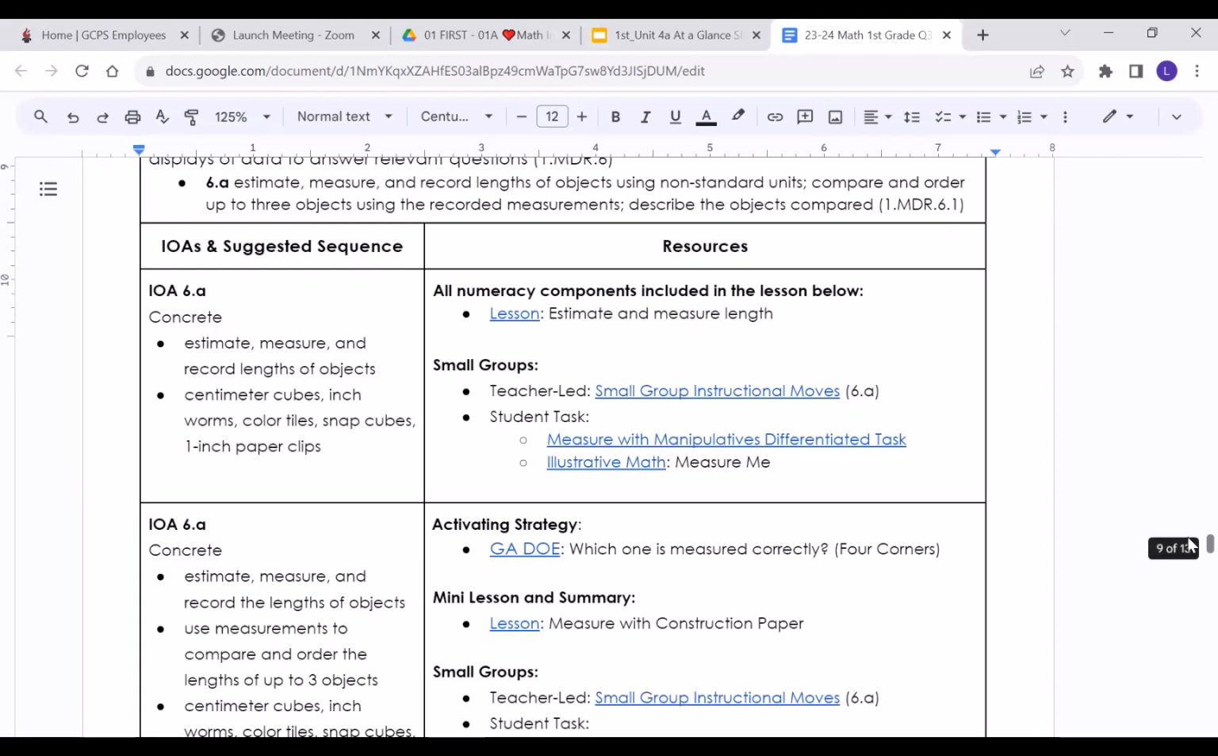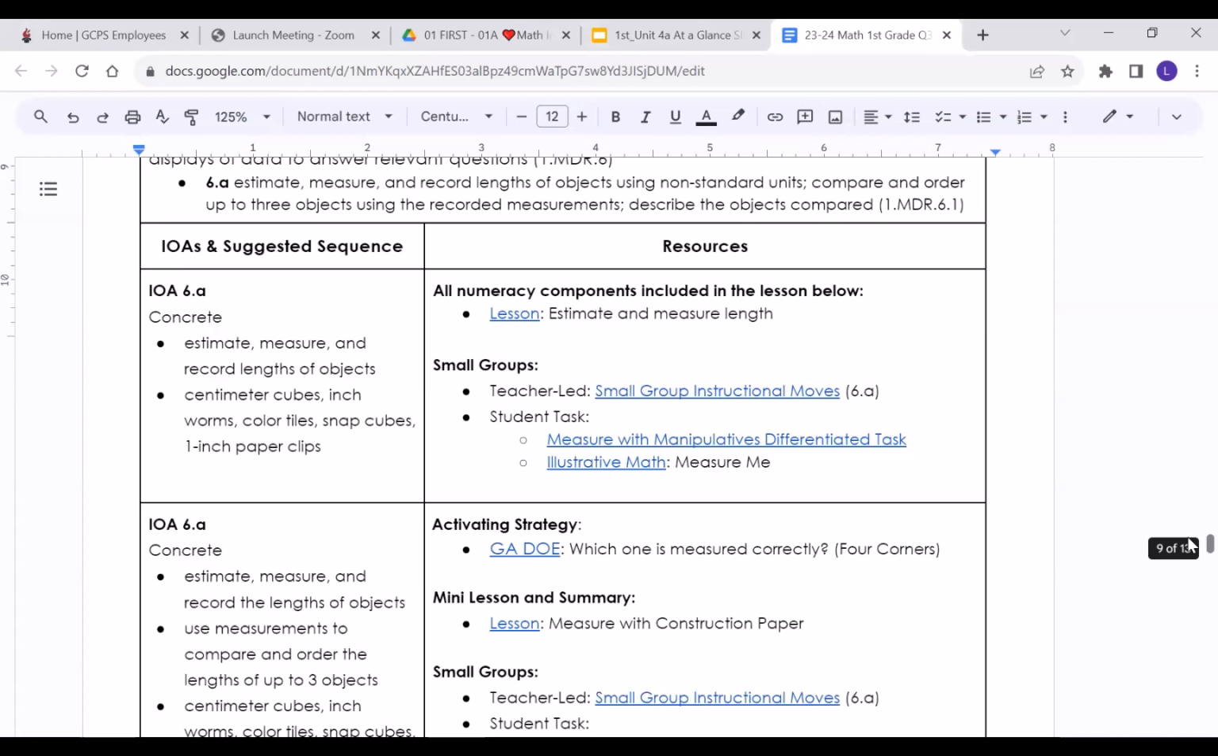We begin the unit with about 3 days of concrete instruction on estimating and measuring the length of objects with non-standard units, like color tiles, snap cubes, centimeter cubes, 1-inch paper clips, and construction paper. The length unit students use should correlate to a standard unit of measure, like inches, centimeters, or feet. So this means we wouldn't want to measure an object with crayons because a crayon doesn't correlate to a standard measurement unit.